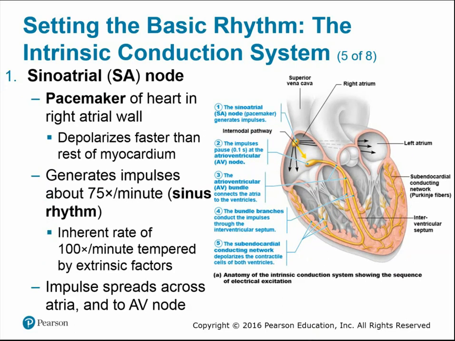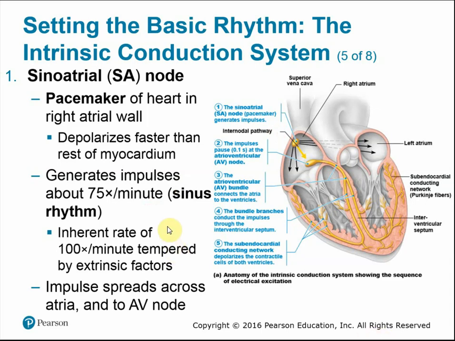So we'll look at all of these parts of the cardiac conduction system, starting with the SA node. We said this was the pacemaker of the heart, found in the right atrial wall. It's capable of depolarization faster than the rest of the myocardium, so that's why it determines the pace of the heartbeat. It generates impulses about 75 times per minute. This is going to give us our sinus rhythm.